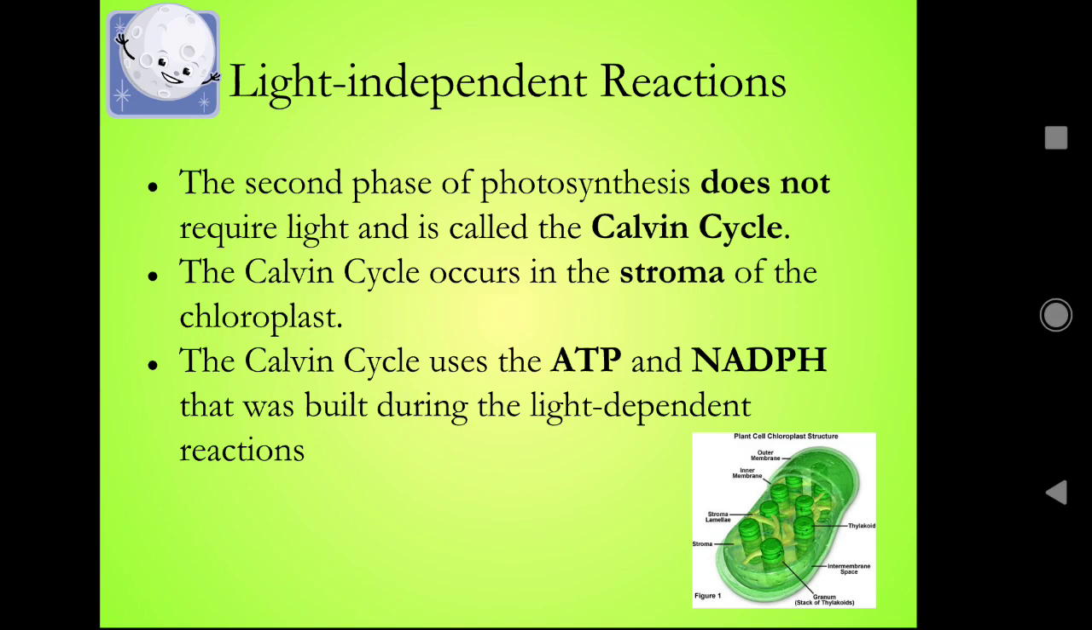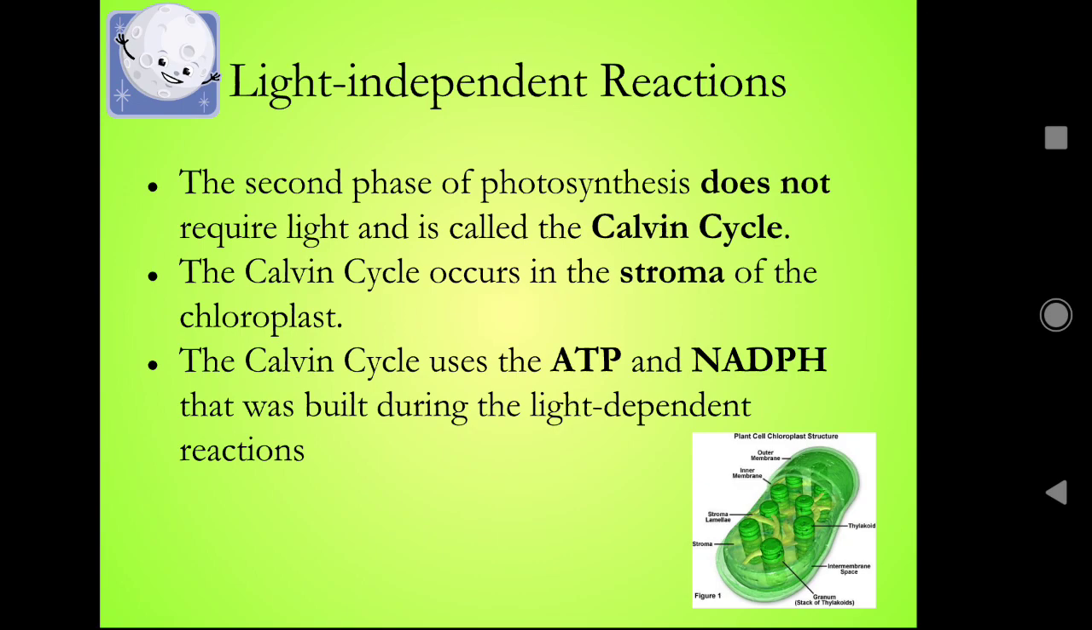Now, the light-independent reactions, or Calvin cycle, do not require sunlight. So in this case, it's quite different from the light-dependent reactions. The reason why some people call these the dark reactions is because they don't require light. So this can actually happen at nighttime, contrary to the LDRs. This takes place in the stroma, which is kind of like the cytoplasm of the cell. The stroma is basically the fluid inside of the chloroplast. This is where the products of the LDRs are going to be used.